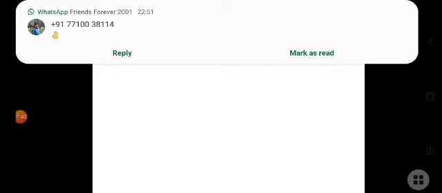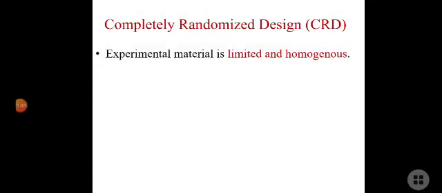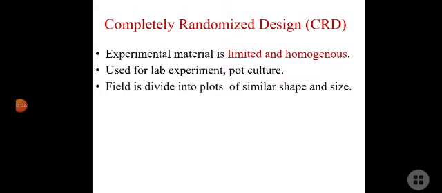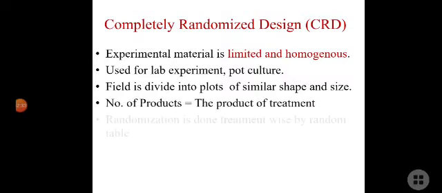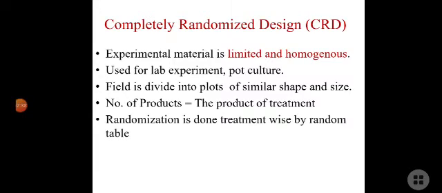First is completely randomized design. For this experiment, limited and homogeneous material is required, and this is used for lab experiments as well as pot culture. For example, petri dish experiments, where we study germination or any other parameter that can be studied with the help of a petri plate experiment or pot culture, can use completely randomized design, where the field is divided into plots of similar shape as well as size. Here the number of plots is equal to the number of treatments, and randomization is done treatment wise by random table.